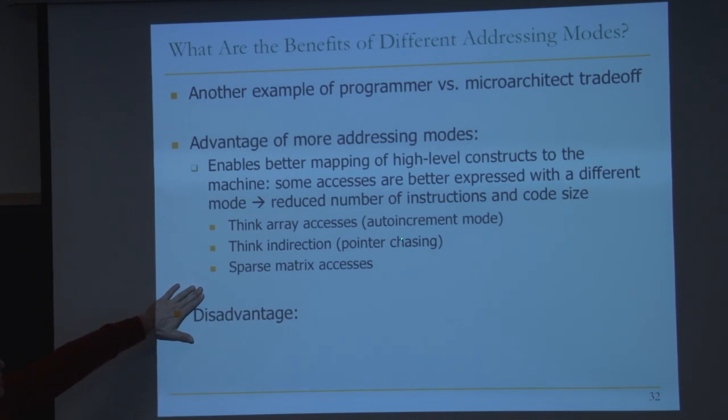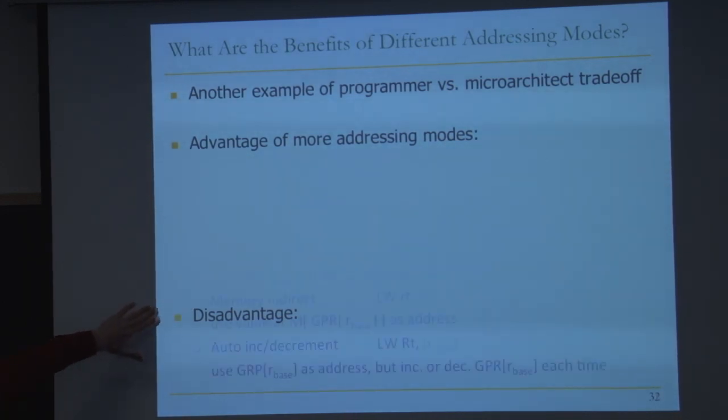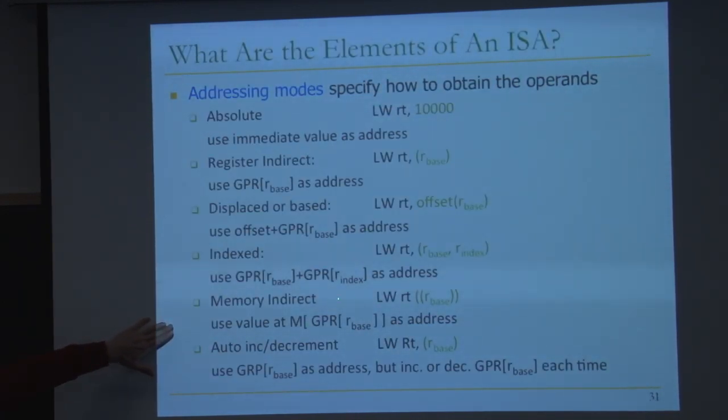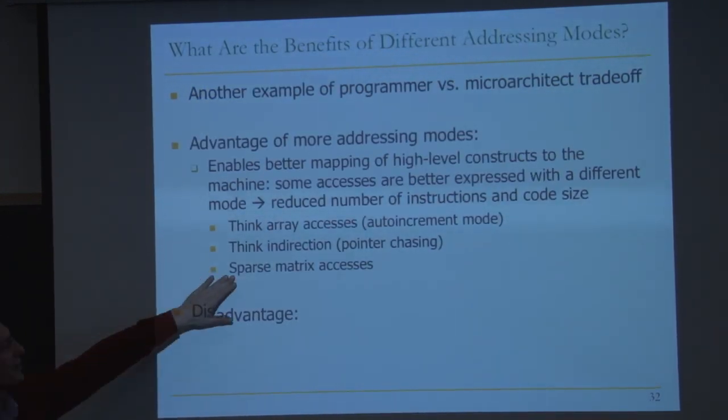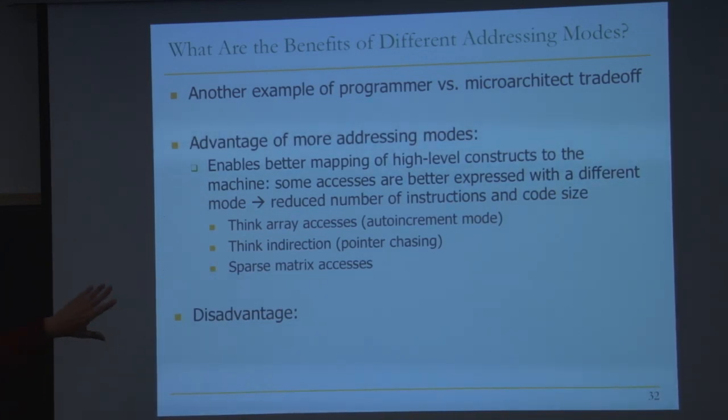If you're doing pointer chasing, indirection is helpful. So this mode over here that does indirection is helpful. Basically, you go to a location, get the address, treat that as a pointer, and go to the memory location again. And you could actually support other accesses. I'll give you an example from x86 soon.